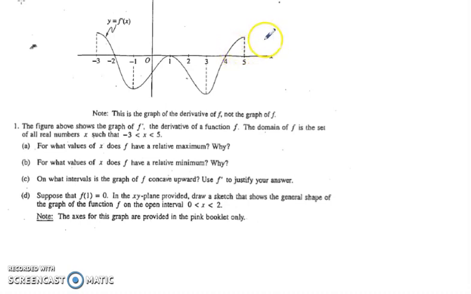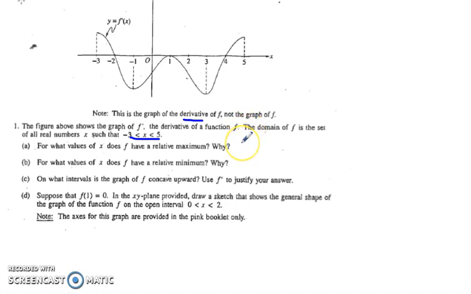So we have here a graph of the derivative of f. Okay, that's important to note. And the domain is the set of all real numbers, and they're giving you an open domain, not closed. So -3 and 5 are not included in the domain. So where does f have a relative max?